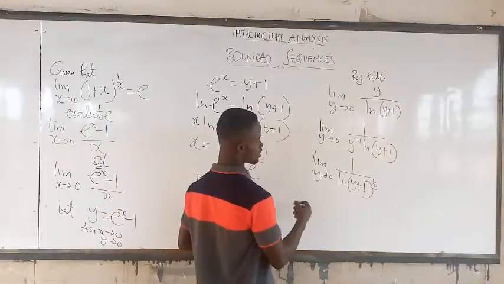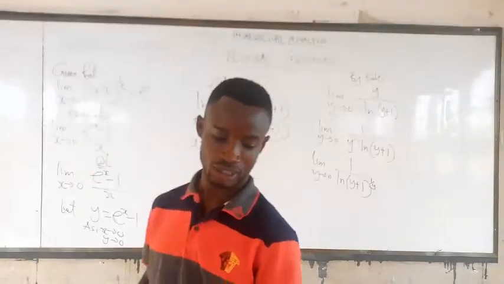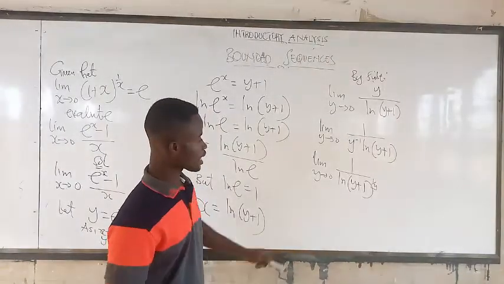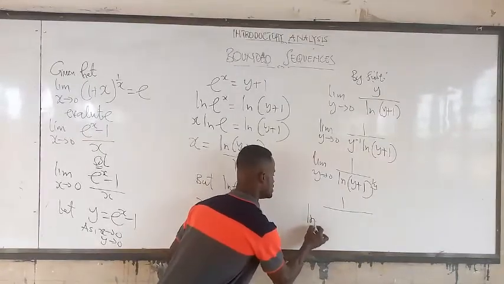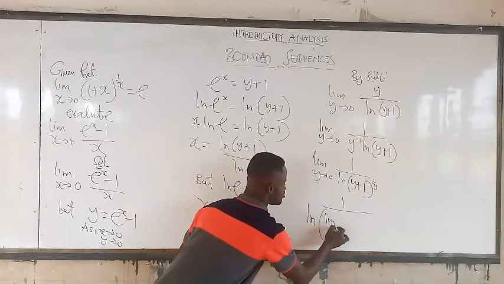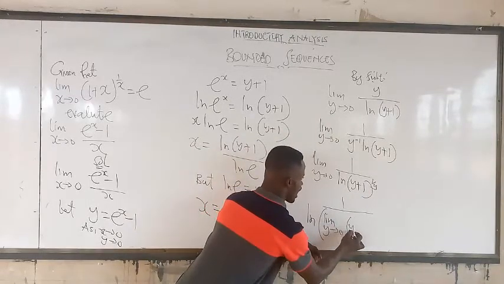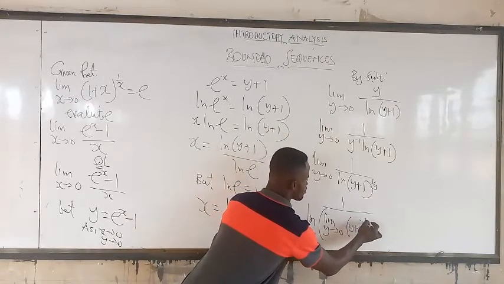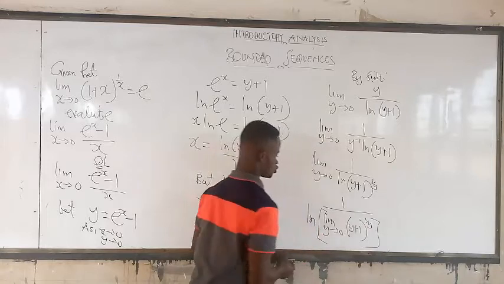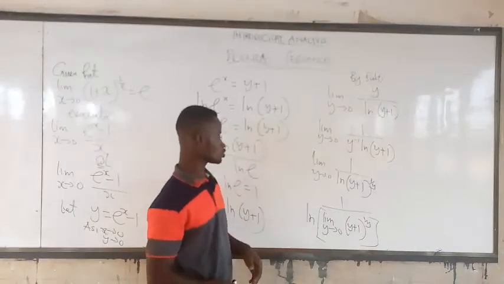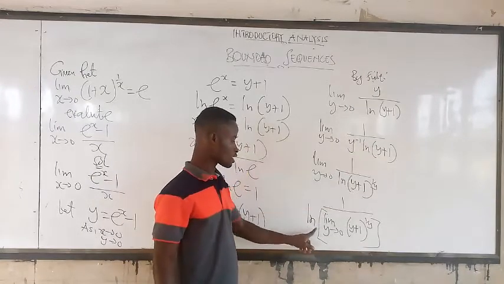So now with this, we can solve this as 1 over ln of the limit as y approaches 0 of (y plus 1) raised to the power 1 over y. We get this because we write this where we are going to take the limit. So we can write this as this.